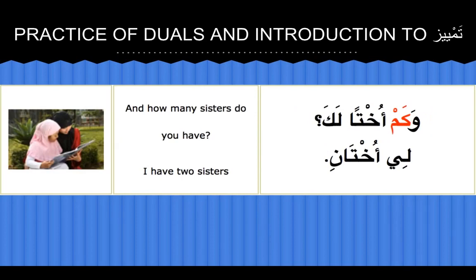Some more example. Wa kam ukhtan. See, kam ukhtan. So what is ukhtan? Ukhtan is tamyiz. It is a singular noun, mansoob, and indefinite. So wa kam ukhtan laka. Listen, li ukhtani, I have two sisters. Ukht is sister, ukhtani is two sisters.